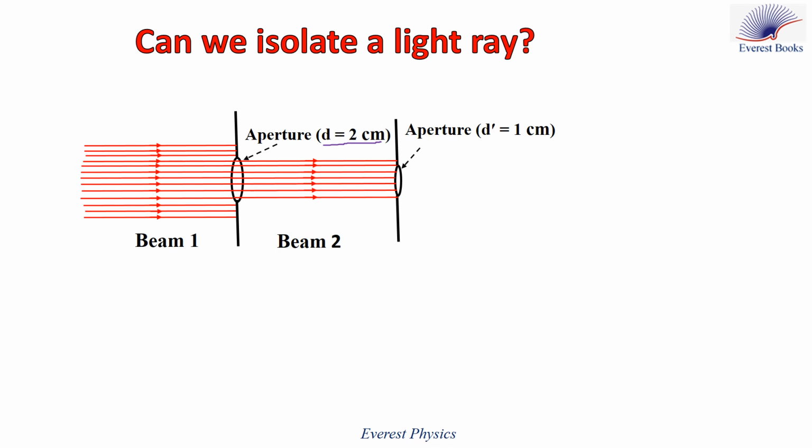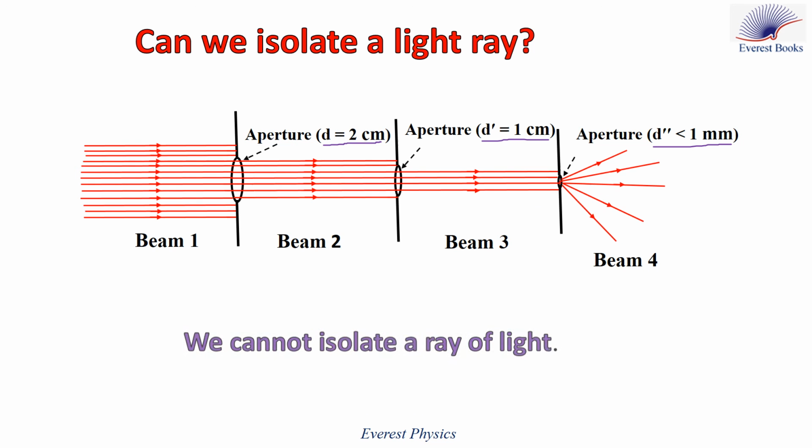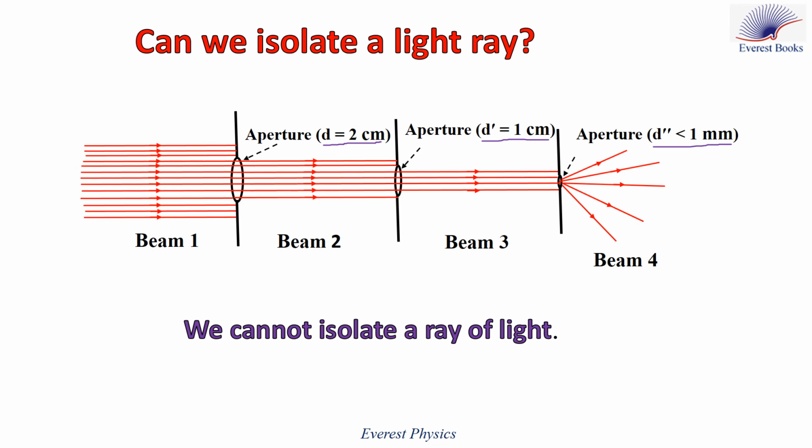Similarly, beam 2 passes through another wide aperture since its diameter is 1 centimeter, and it obeys the principle of rectilinear propagation of light and emerges from the second aperture with a diameter equal to 1 centimeter. Now, beam 3 passes through a small aperture since its diameter is less than 1 millimeter. So in this case, this beam will diffract and emerges from this aperture in many directions. Then we can conclude that we cannot isolate a ray of light.